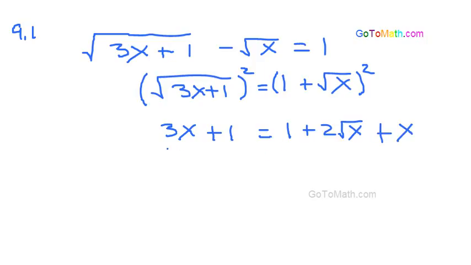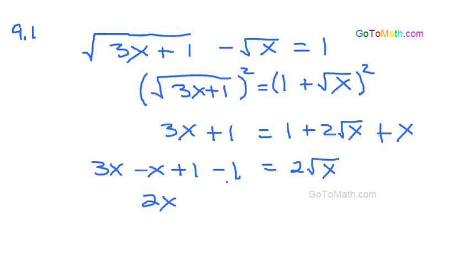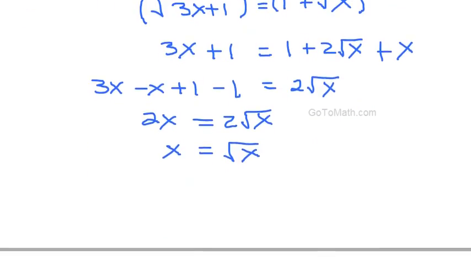Okay. Let's shift everything down. So we have 3x. Let's take this x over, minus x plus 1. Let's take over that one. We got minus 1. And now we have 2 times square root of x. Collect up some like terms. We have 2x, and then, okay, that's going to cancel to 0. That's nice. And also what we could do here is go ahead and multiply both sides by a half, and we'll be left with x equals the square root of x. Okay, well, that's not too bad.